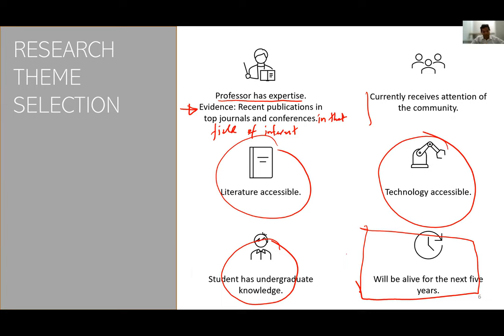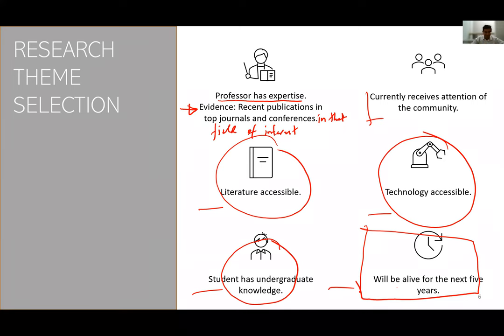So I think now you understand how to find a theme. To find the theme, you think about your professor's areas of expertise and you judge whether the professor has the expertise. I hope the professors who are listening are not angry with me. You do this by looking at their recent publications in journals and conferences in top forums in this area. And then it must currently receive the attention of the community. The literature must be accessible. Technology must be accessible. And you must have the undergraduate knowledge in the area. And then finally, you have to judge whether it is going to be alive in the next 5 years. So this is a hard task, especially the final one.